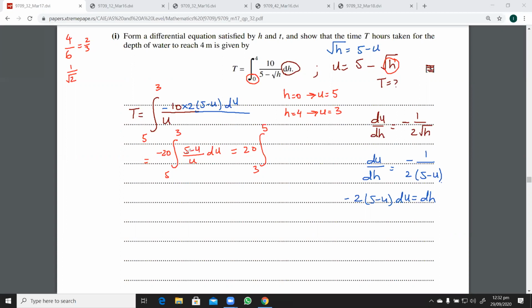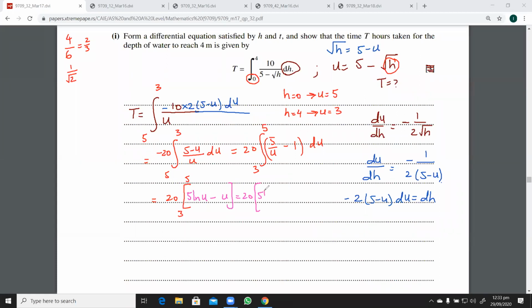Now how can I integrate this 5 minus u over u? Yeah, this is simply a P1 kind of a question where you will be splitting this. Okay, Isha, you can have this question in your P1. This u over u is going to be 1. So now let's apply the limits. This is limit from 3 to 5. So what do we have inside here? What is the integral of 5 over u? 5 ln u. The integral of 1 over u will be ln u, the natural log of u, and this is minus u. So we put the limits in.